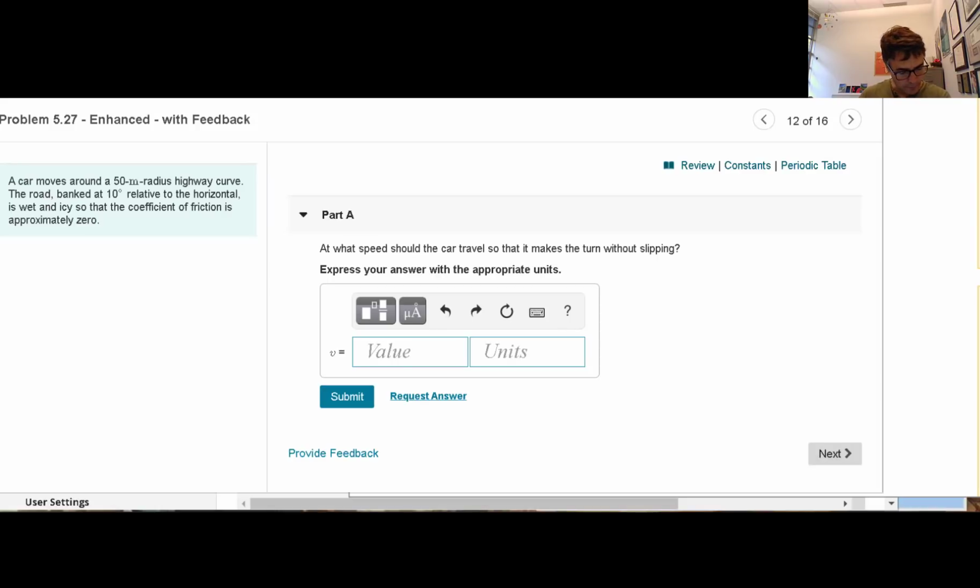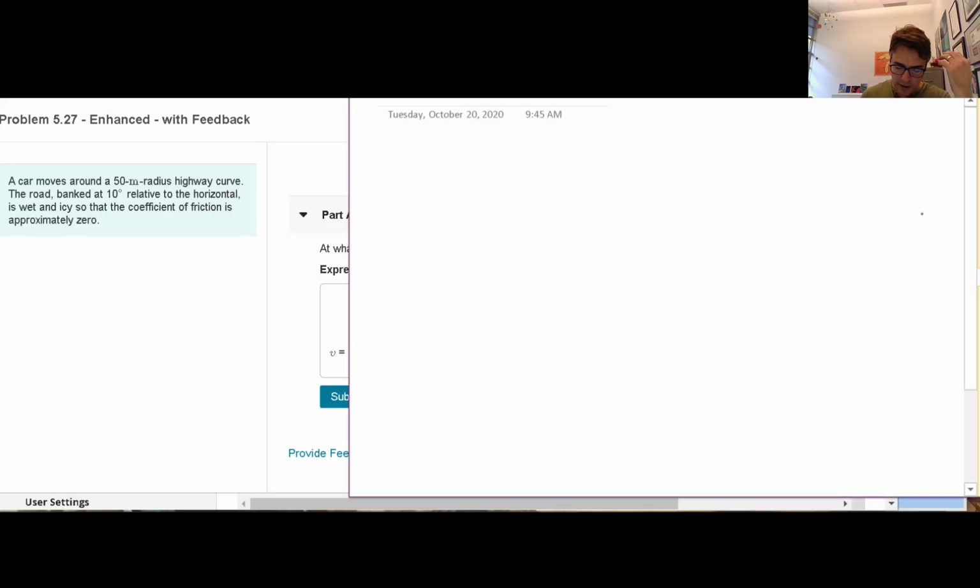Okay, problem 12. A car moves around a 50-meter radius highway curve. The road, banked at 10 degrees relative to the horizontal, is wet and icy, so that the coefficient of static friction is approximately 0. At what speed should the car travel so that it makes the turn without slipping? We did this in class 15. So if you look at the class 15 notes in the YouTube video, you'll see what I did there.